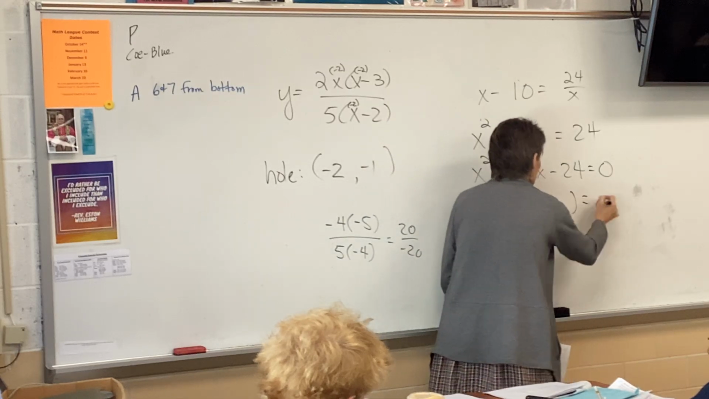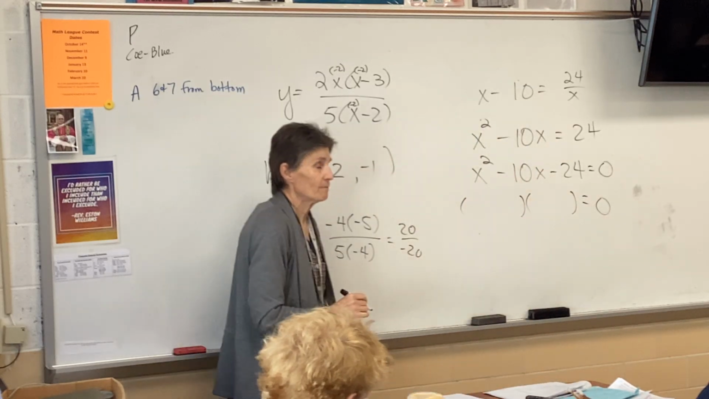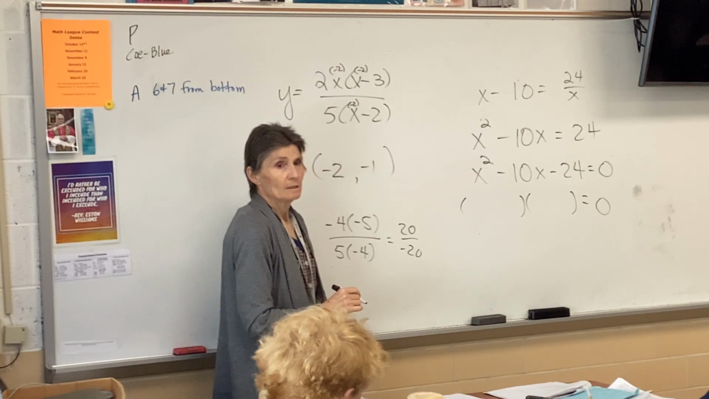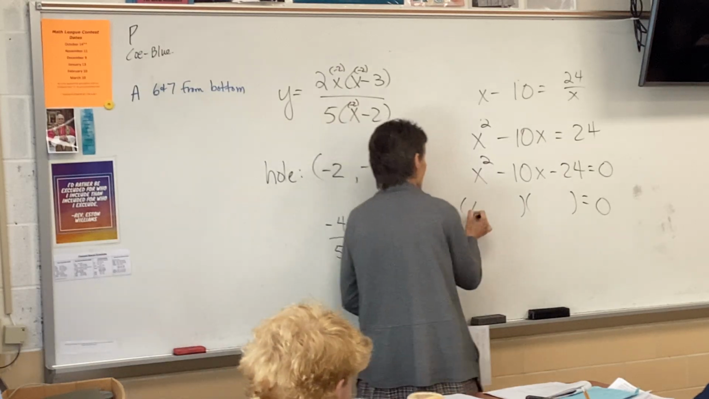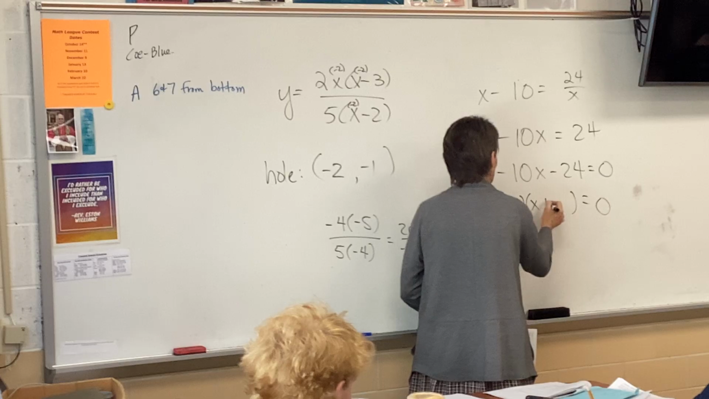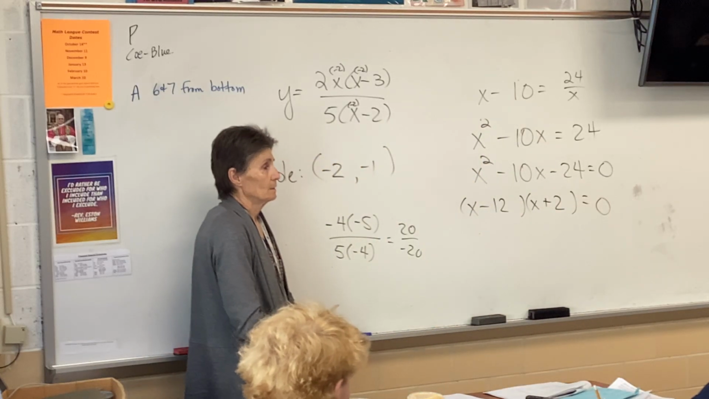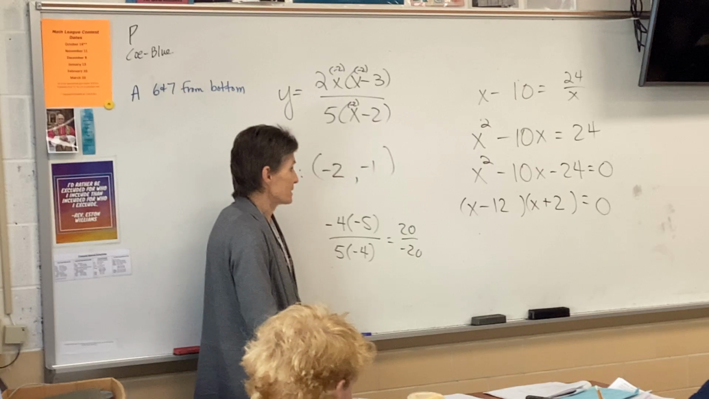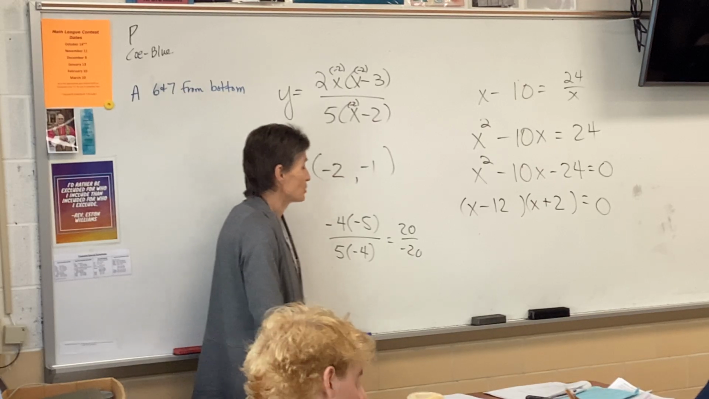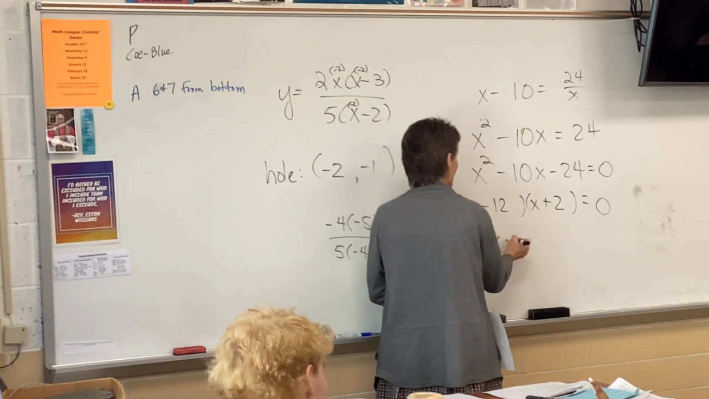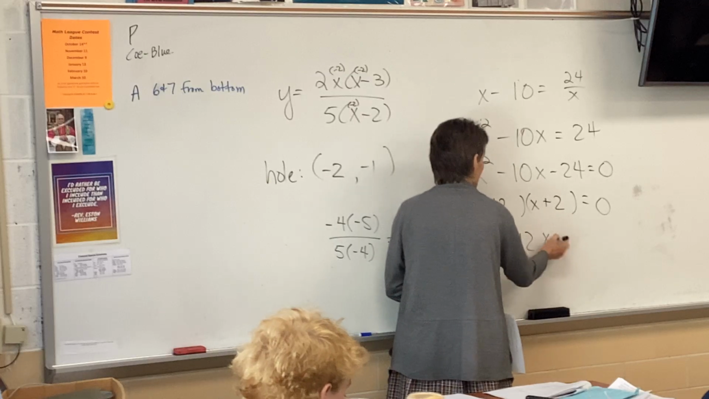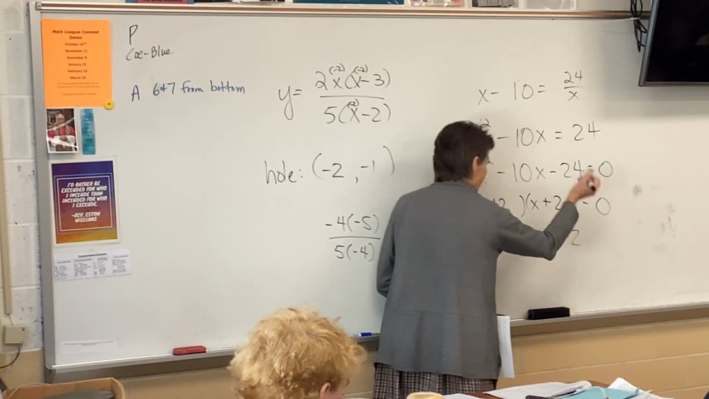And then I believe this one factors, how is that gonna factor? Negative 12 plus 2, because 12 times 2 is 24, and 12 minus 2 is 10, so that's a good combination. So what are my answers? X equals 12 or x equals negative 2. Done.